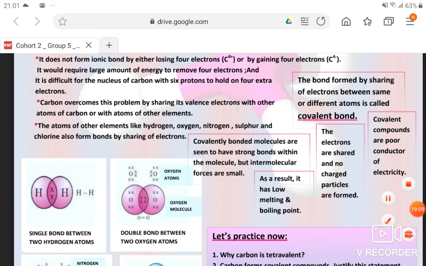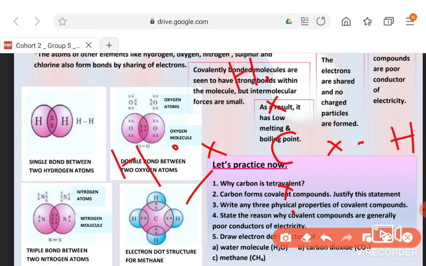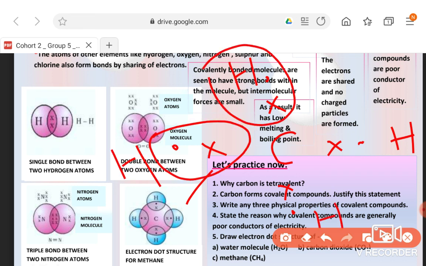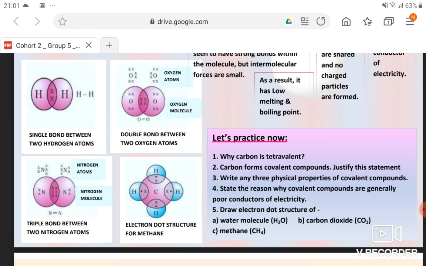I have already shown the electron dot structure of methane in the previous section of this video. You can see one carbon shares 4 electrons with 4 hydrogen atoms: 1 hydrogen, 2 hydrogen, 3 hydrogen. This compound is known as methane. So the electron dot structure of methane you can easily form like this, which is shown in this diagram also.